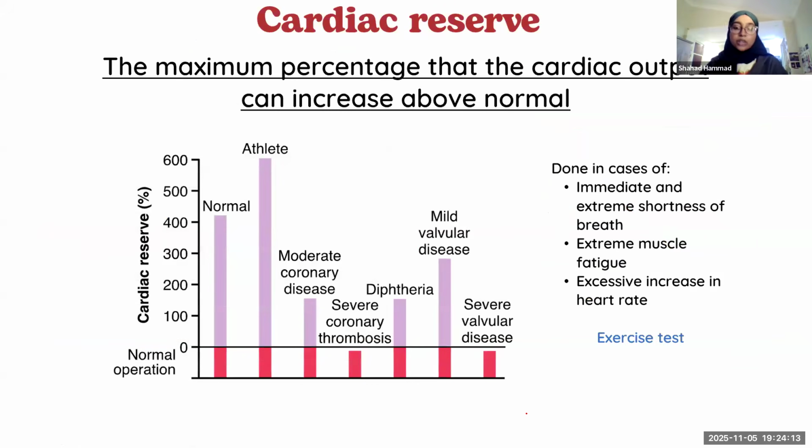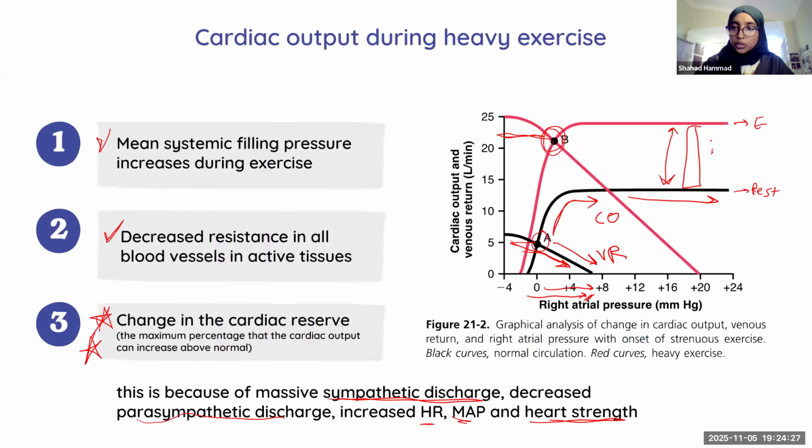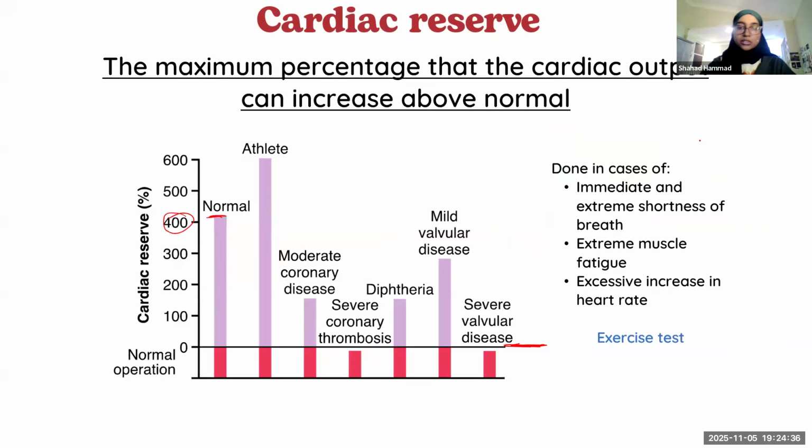This is another example of the cardiac reserve. If we have our cardiac volume over here, and we have different types of diseases, okay? In a normal person, their cardiac output can increase by 400%, which means this part over here is pretty normal. This is the average percentage that the cardiac output can increase, 400%.